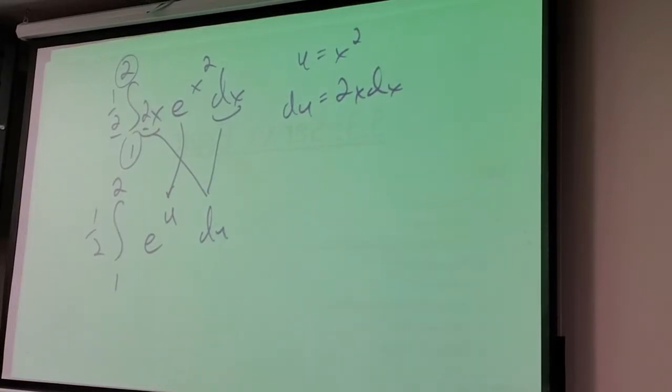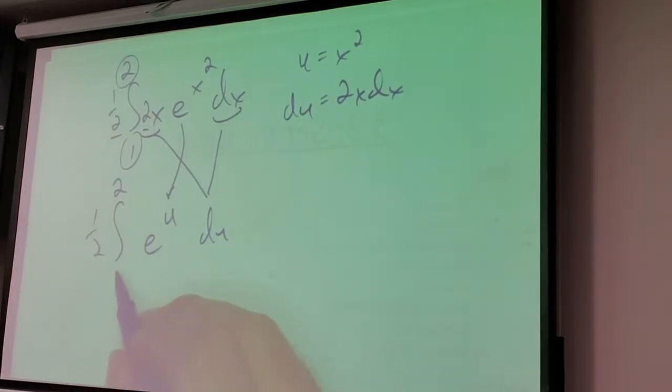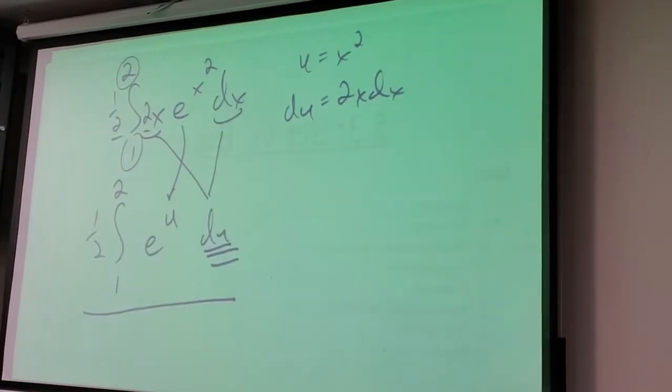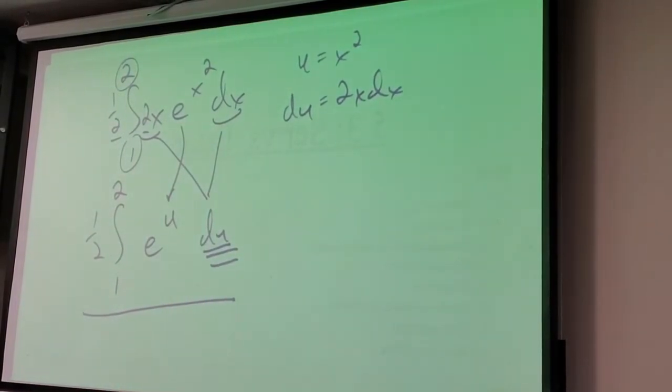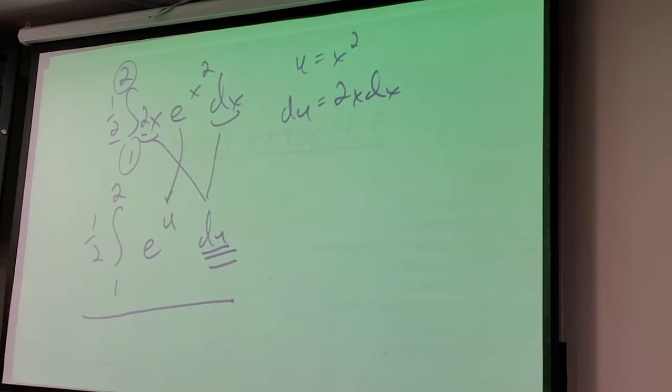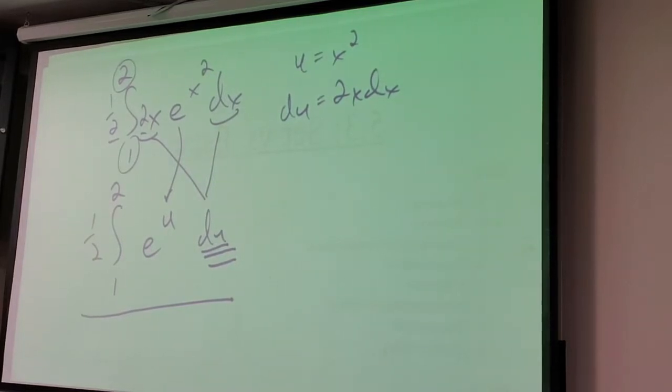No, I haven't done any integral. So I've rewritten the integral, but I have written the limits. And what are the limits supposed to relate to according to this integral? U. Is U going from 1 to 2? Hell no. What is U going from to? 1 to 4.